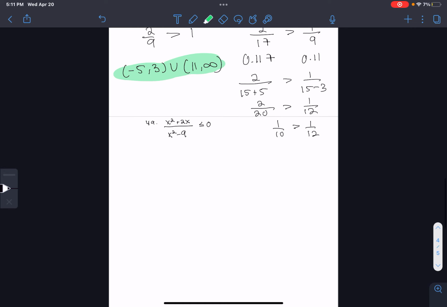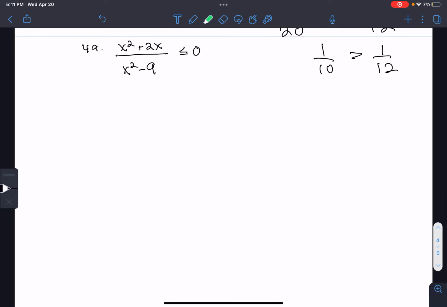Let's move on to our last problem. For our last problem, I hope you notice that everything is already set up. There's nothing that we need to move to the left side. So what you need to do is factor the top and the bottom. When you see x squared plus 2x, that's going to be x(x plus 2).